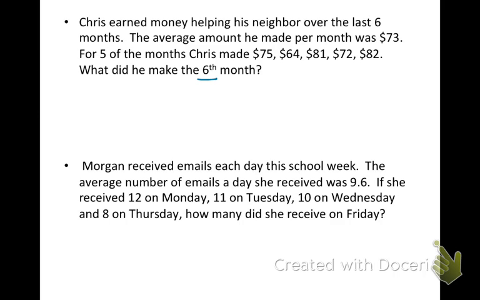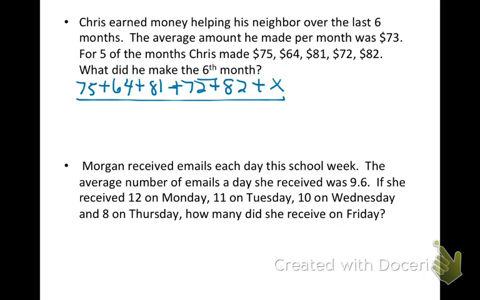So you know when we find the mean or the average of something, we add up the values, divide by the number of values that we have, and then that equals the mean. In these type of problems, we have to work backwards. So we put the amounts that we know, and we're going to add them up. And then we need a placeholder for that missing value because we're looking for what he made the 6th month. So that's our x. We're going to divide all that by 6 and then set that equal to the average or the mean amount.